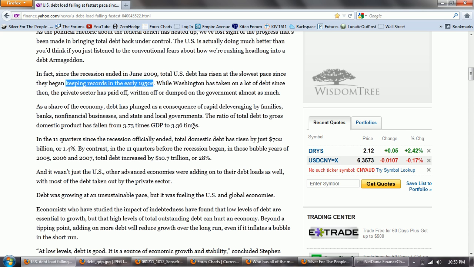We'll see that that's not true as well. While Washington has taken on a lot of debt since then, the private sector has paid off, written off, or dumped on the government almost as much.